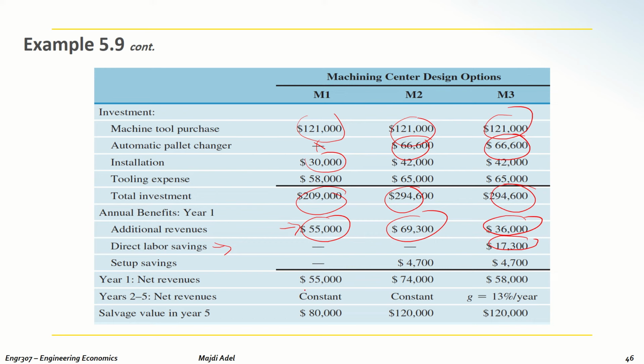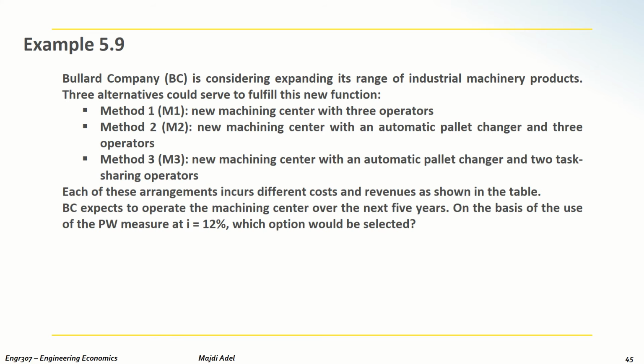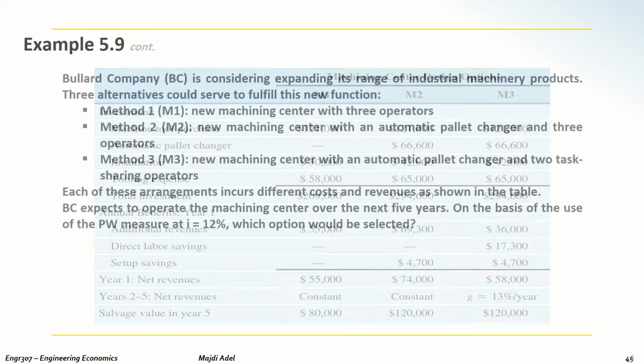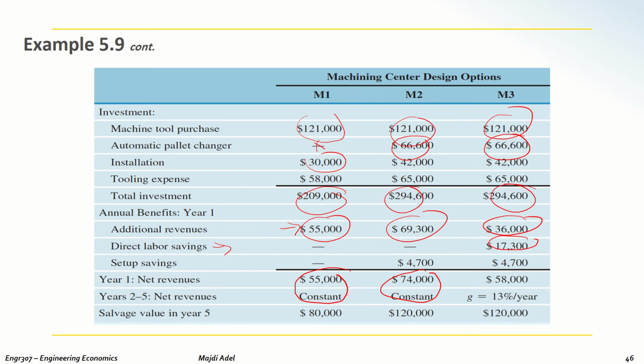Now, the net cash flow. For the revenue for the first project, the revenue will be the same for the remaining years. Okay? And also for the second option. But for the third option, as they are using two operators that are sharing tasks, their output or their efficiency will be low at the beginning, okay, but their efficiency will improve by 13% every year starting from the second year.